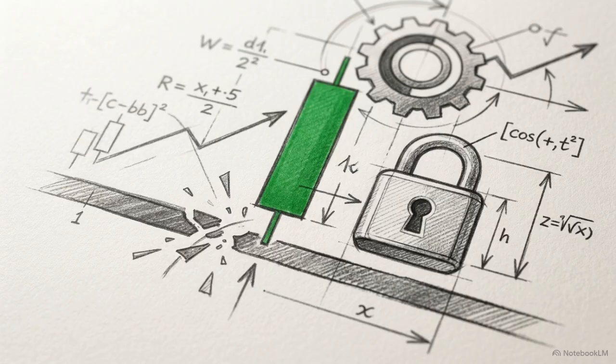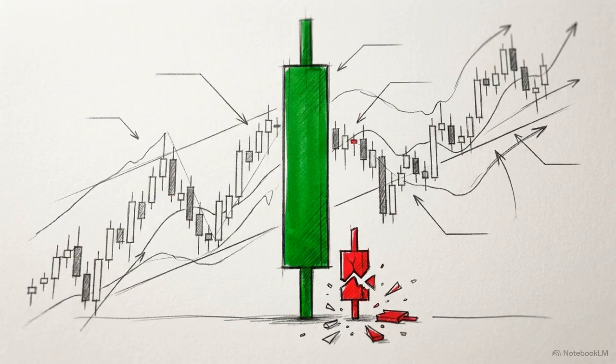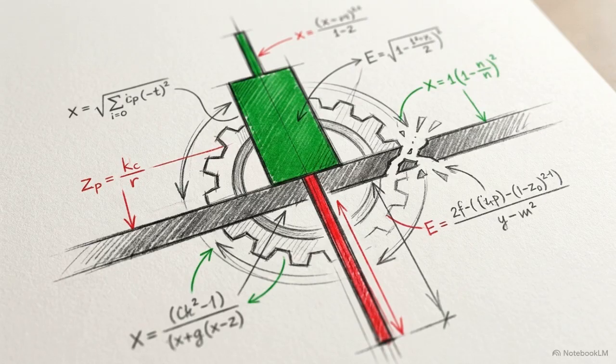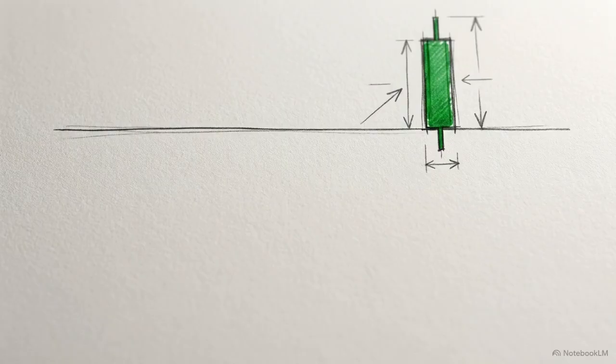A body close proves that buyers didn't just test the area, they maintained control all the way to the end of the session. It signals a verified structural shift in control from sellers to buyers on that specific timeframe. Waiting for the candle to close is the foundational mechanical filter required to survive false breakouts. A body close is necessary, but it is not sufficient on its own.